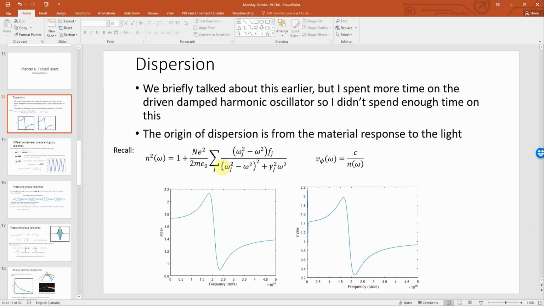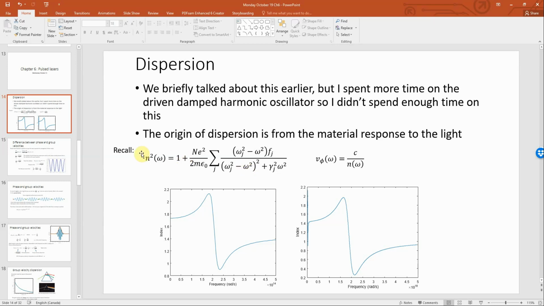But suffice it to say, if you look at the complex response of the electron to the oscillating field, to the electromagnetic field, you saw that there was a real part and an imaginary part. The real part is what we're going to be looking at, and that is the index of refraction.